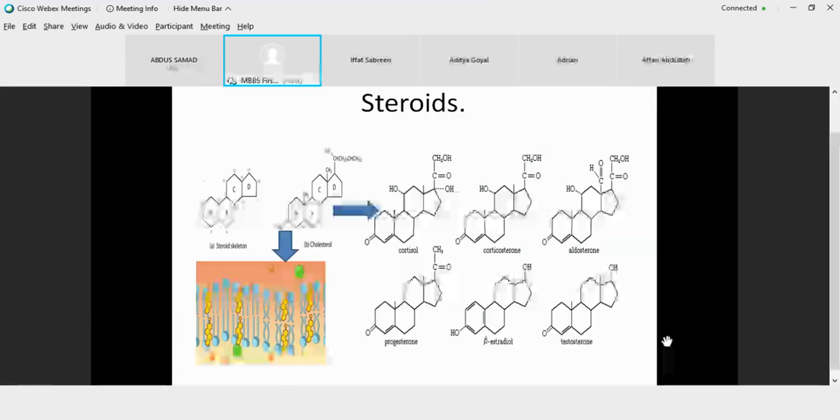Now, if we look at cholesterol, there are some things that have to be there. One is a double bond between carbon number 5 and 6 in the structure of cholesterol. Then there is a chain of 8 carbons present at carbon number 17, a mandatory requirement for cholesterol, and an OH group at carbon number 3.